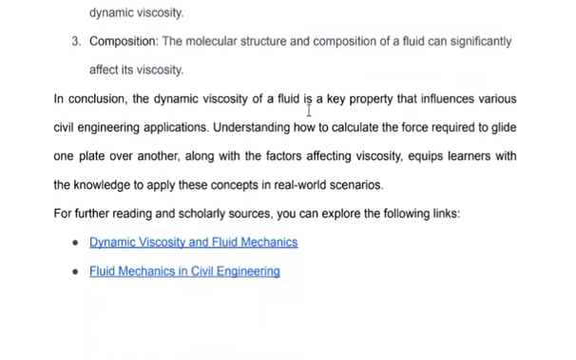In conclusion, the dynamic viscosity of a fluid is a key property that influences various civil engineering applications. Understanding how to calculate the force required to glide one plate over another, along with the factors affecting viscosity, equips learners with the knowledge to apply these concepts in real-world scenarios.